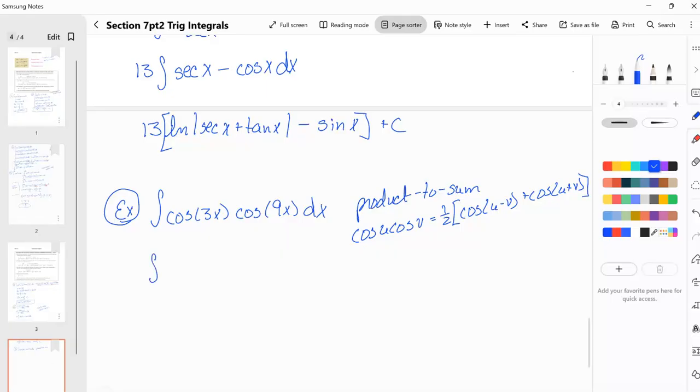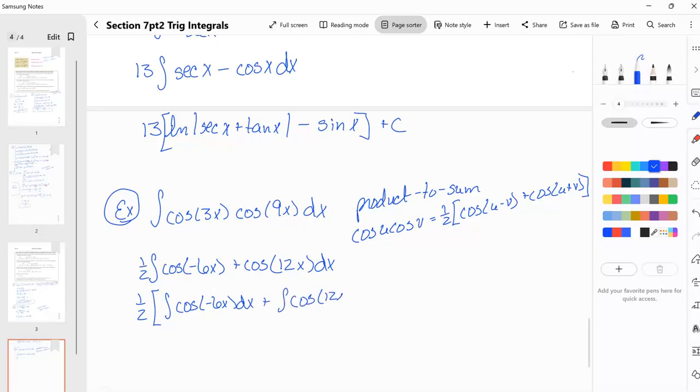So we're going to rewrite this. It's going to be 1/2, I'm going to pull that out, cosine of u minus v. So 3x minus 9x is a minus 6x plus cosine of u plus v. So if I add those together, I'm going to get 12x. So I'm going to think about integrating each piece separately. Let me give a little space here since we'll have to think about a u substitution. dx plus.